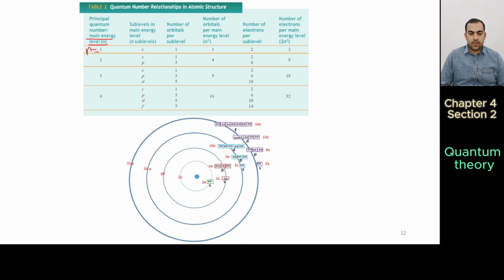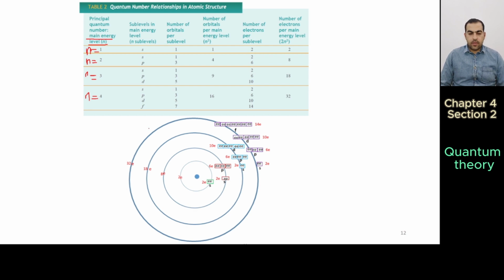Energy levels, they are symbolized by what? By N. Okay, and this is N equals 2. N equals 3, what does it mean? N equals 3 means third energy level. N equals 4, fourth energy level. Main energy levels, we have 1, 2, 3, 4. We have more, but we just talk about 4 energy levels.